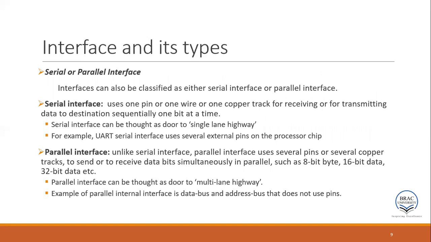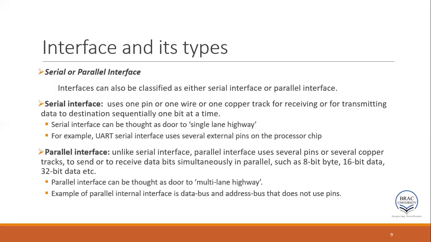Interfaces can also be classified as either serial interface or parallel interface. Then what is serial interface? In case of serial interface, it uses only one pin or one wire between the transmitting and destination end, and it sends and receives data sequentially, one bit at a time. Serial interface can be thought of as a single lane highway.